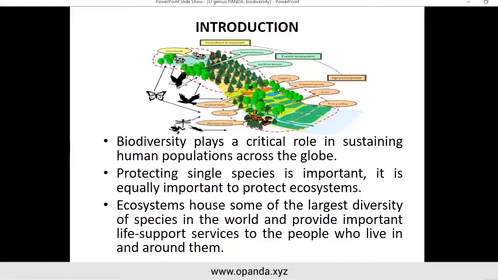Biodiversity plays a critical role in sustaining human populations across the globe. To protect those plants, those species, plants and animals, is very important because it is equal to protecting ecosystems. Ecosystems, what is that? It houses some of the largest diversity of species in this world. And also, we get life from this ecosystem.